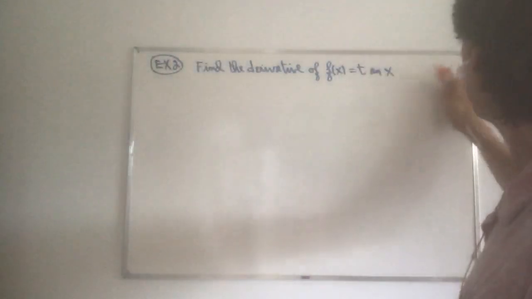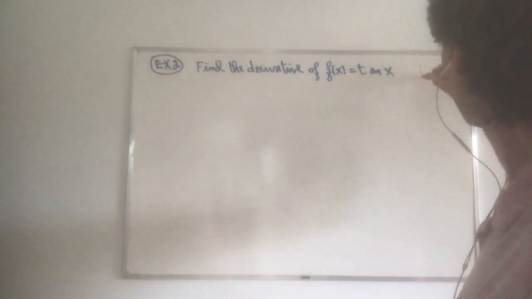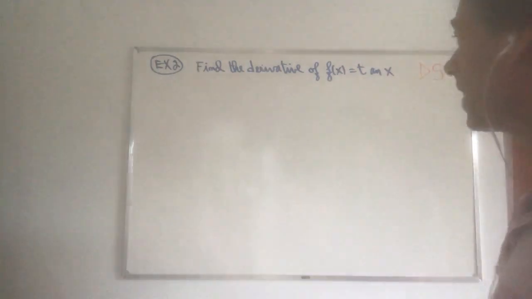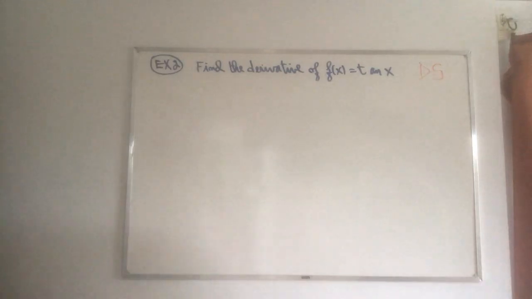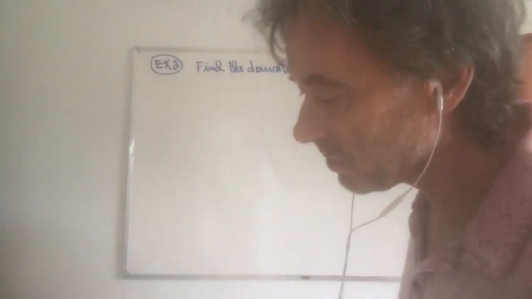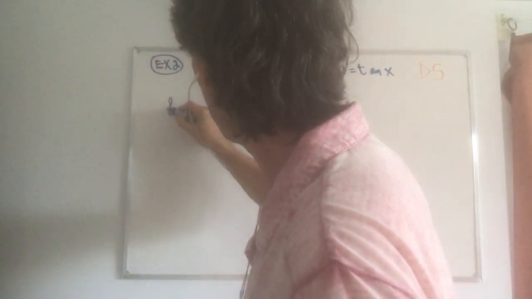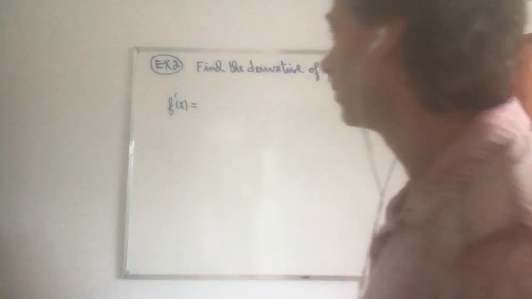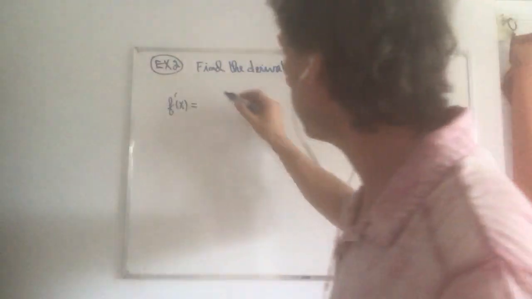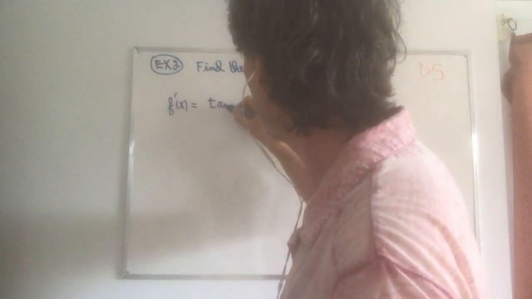And for this one, DS. What does DS mean? Of course, do simplify, right? DNS, do not simplify. DS, do simplify. So looking for f prime of x, the derivative of f. So looking for the derivative of tan.